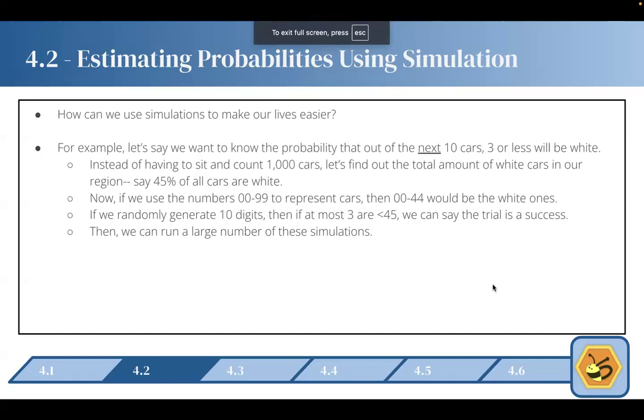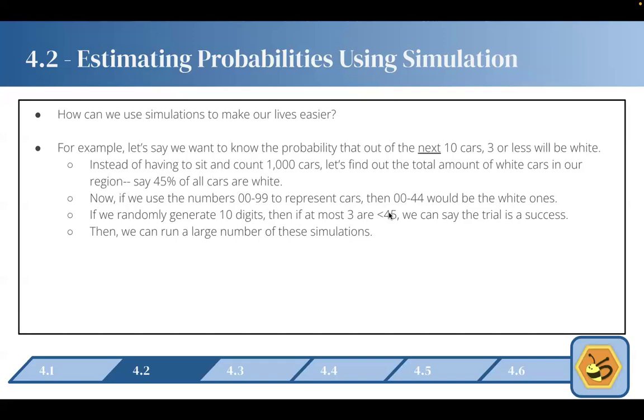So the idea with this subtopic is to use simulations. It's really difficult and takes a lot of time to go out and watch 1,000 cars go by. But if we know, for example, that 45% of the cars out there are white, then we can use a random number generator or a list of random numbers, whatever AP Stats uses. They make you use a list of random numbers, I think. Either way, we can use some sort of randomly generated set of numbers to get a simulated kind of model.